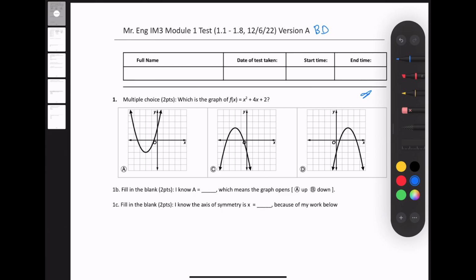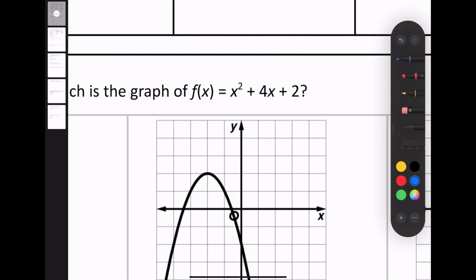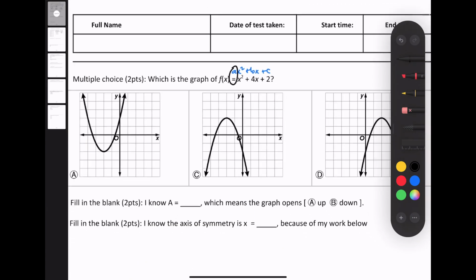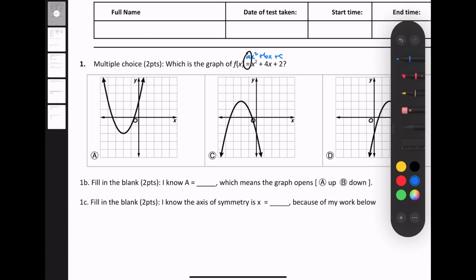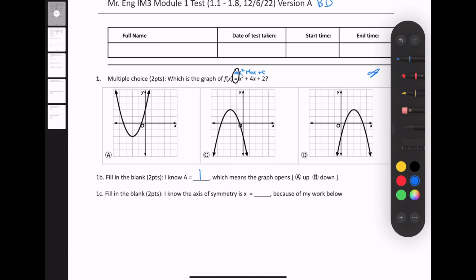Which is the graph of f of x equals x squared plus 4x plus 2? If you write standard form right above it, you'll get that your a value is 1, which means the graph opens up. So the only graph would be this one here. Also, you'll know that your c value is your y-intercept.